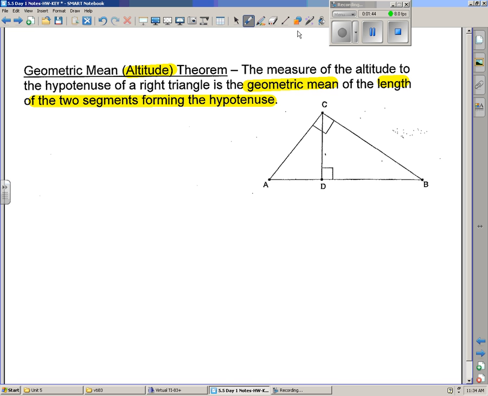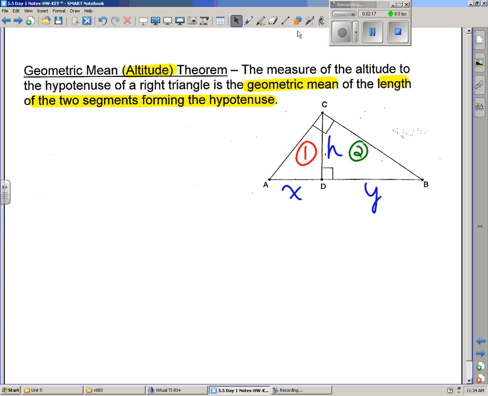So the altitude is CD in this case. I'm going to call it H, which stands for height or altitude. I know that the hypotenuse of the big triangle is all of AB, but the two segments that form the hypotenuse are AD, which I'm going to call X, and DB, which I'm going to call Y. So this altitude is giving me two separate triangles: a smaller triangle here, and then a bigger triangle.